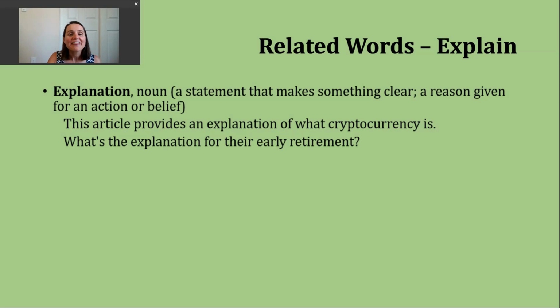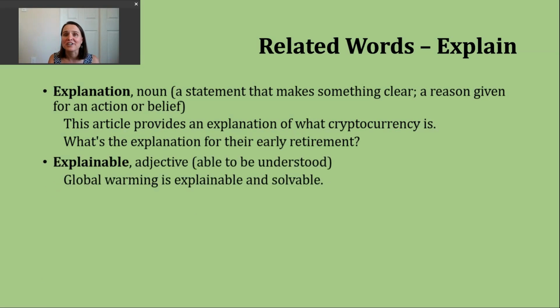The next word we'll look at is the adjective explainable. This means able to be understood. An example of that could be, global warming is explainable and solvable. So we are able to understand what's causing global warming, and there are things we can do to stop it.